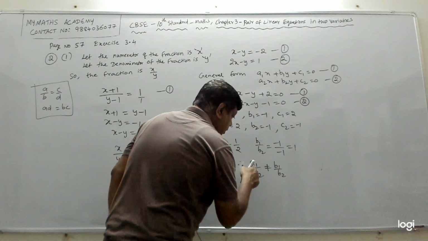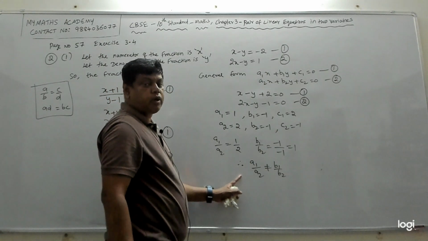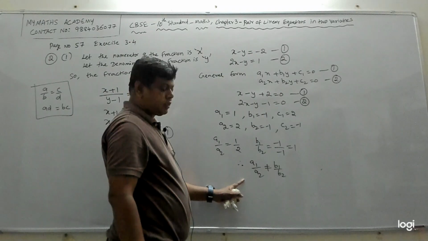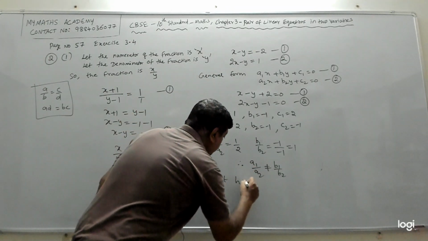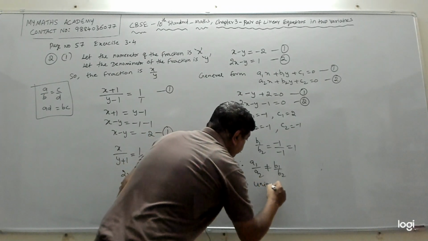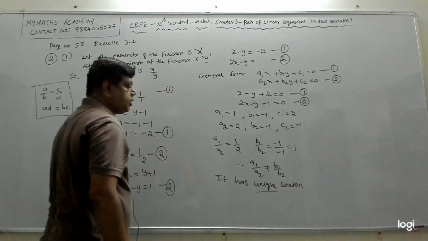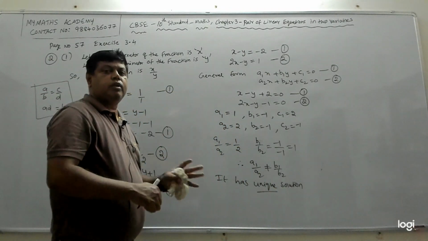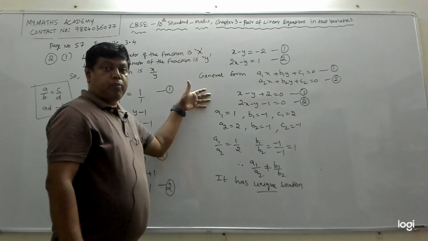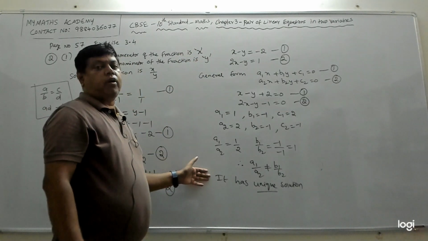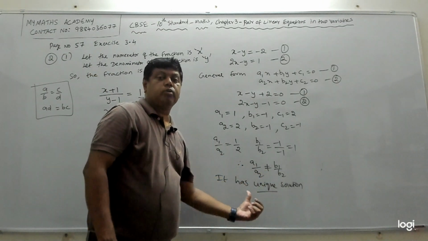So when this condition is satisfied, you refer to table 3.4 in your textbook, page number 46. It says it has a unique solution, only one solution. So then we can proceed and solve this. This is the second part. The first part is forming the equation. The second part is checking whether the solution exists or not. Here the solution exists because when a1 by a2 is not equal to b1 by b2, it has a unique solution.